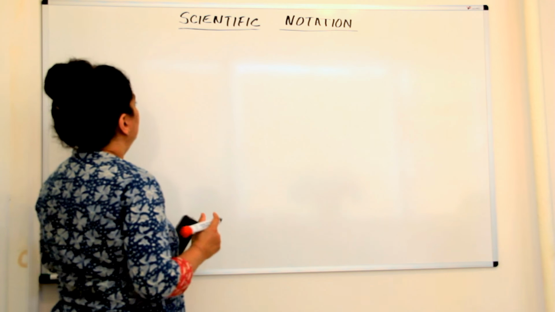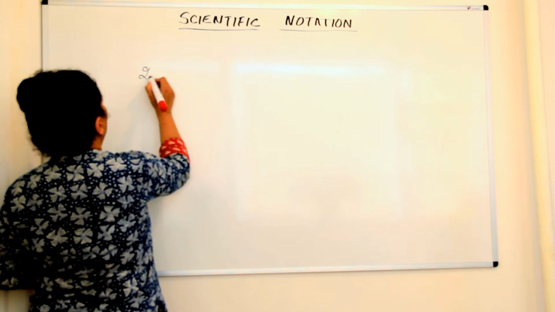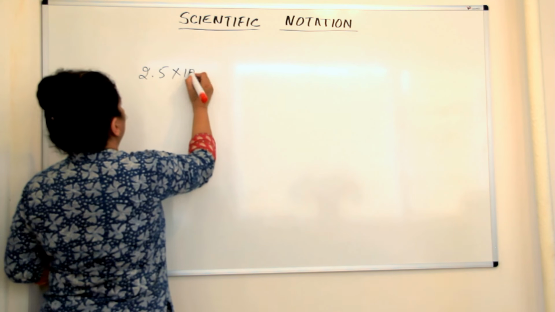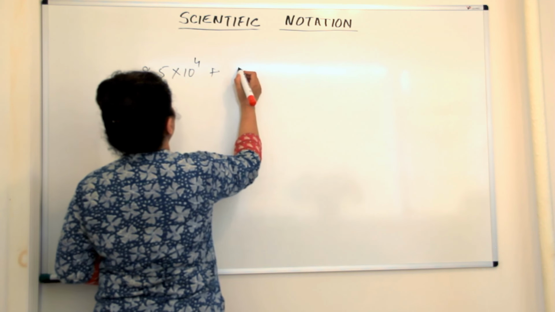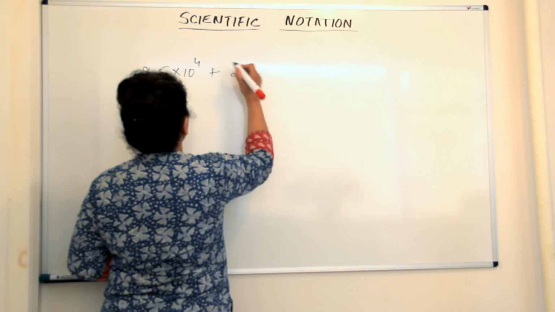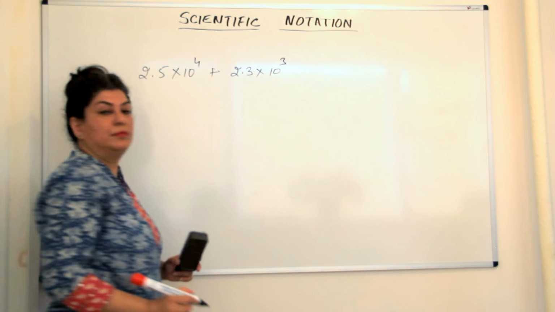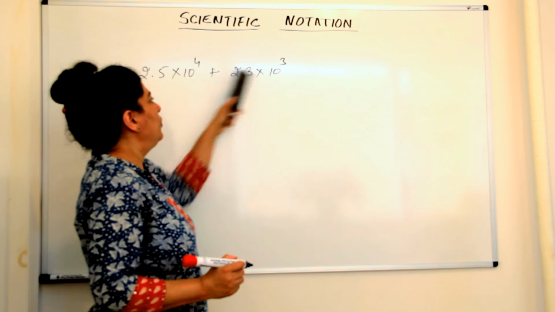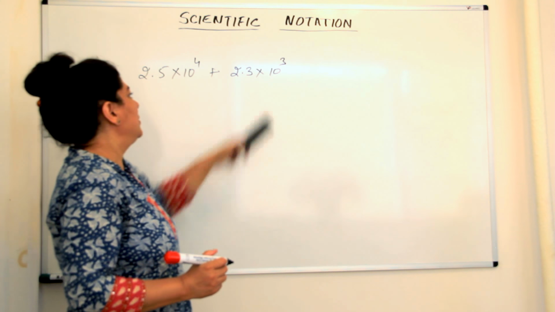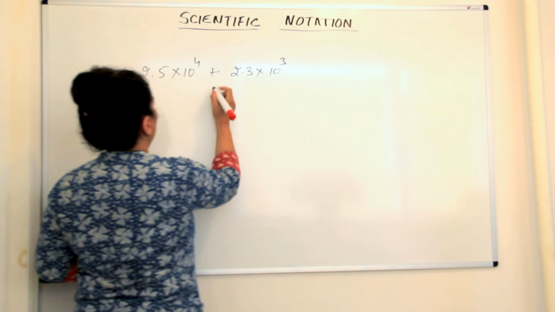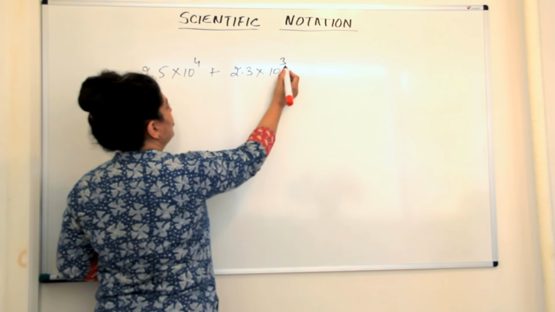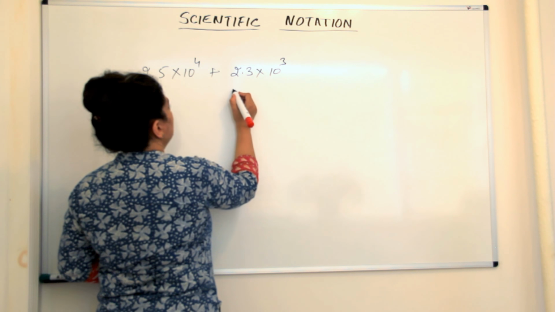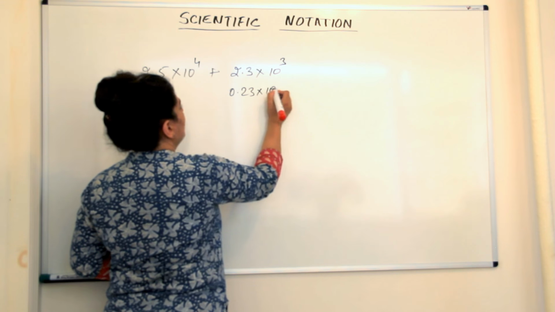For example, you have 2.5 into 10 to the power 4 to be added to 2.3 into 10 to the power 3. Now 3 and 4 are different. We have to convert these into the same form. So let us convert this into 4. To do that, what would we do? To make this into 4, we can shift the decimal this way. So this would be 0.23 into 10 to the power 4.